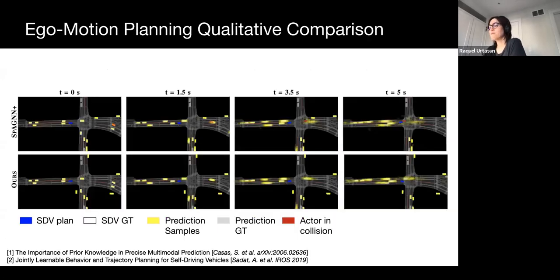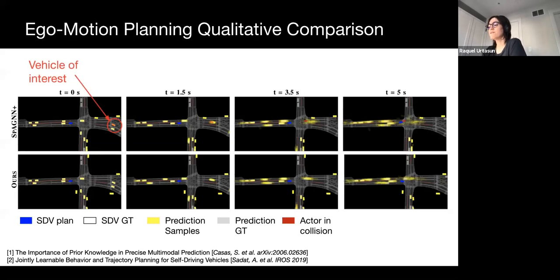Here is an example of why precision matters for safety. The columns correspond to different time steps of the unrolled future horizon of 5 seconds. We show both the SDV motion plan and the other actors' trajectories. In blue is the SDV plan, in a black box, with the expert demonstration unfilled. The prediction samples are shown in yellow, and the ground truth trajectories of other actors in light gray, unless they are in collision with the SDV plan at any point, in which case we show them in red.